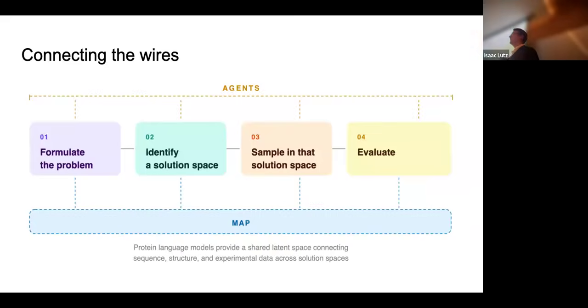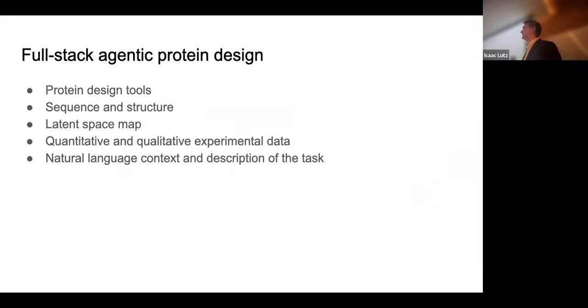And so now that was just a proof of concept. And so now we can connect all the wires. So we have the agents. They're very good. They're very intelligent. And then we also have the map that allows us to connect all these pieces together. And so now what we do is we pull everything together, have the agents reason over everything. And so what we're doing now is full stack agentic protein design.